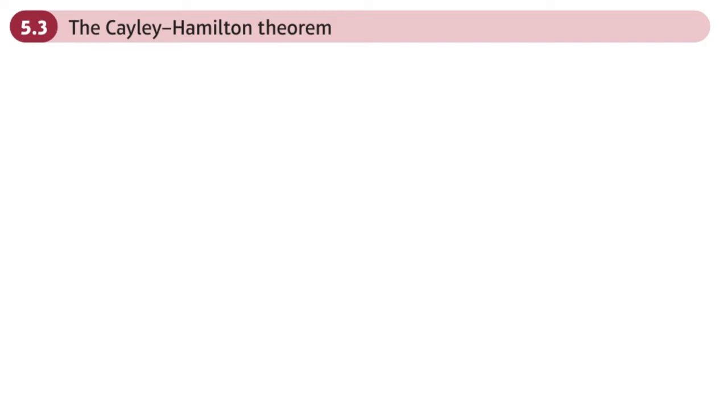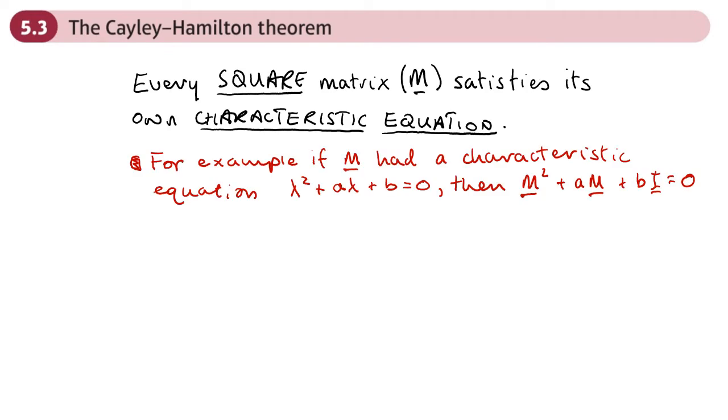This is the last section on chapter 5, which is on matrix algebra, and this section is on the Cayley Hamilton theorem. Now, the Cayley Hamilton theorem states this: every square matrix, so 2 by 2, 3 by 3, 4 by 4, and so on, satisfies its own characteristic equation. Now, what does that mean?